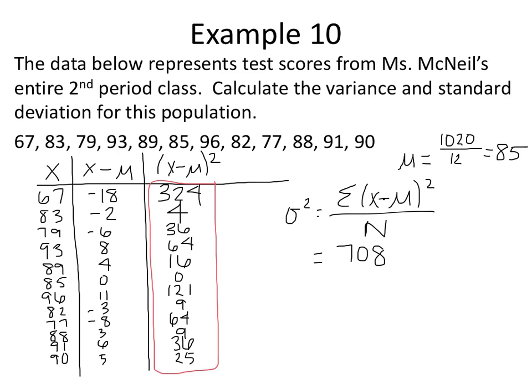And now we will divide that by n, or the total number of values or test scores that we have. And we already figured out that that was 12. So our variance is 59.